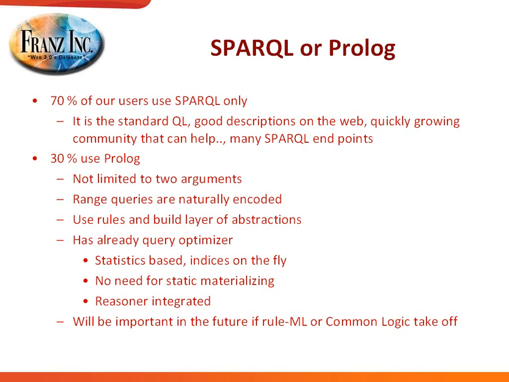What we see is that 30% of our users use Prolog just because they need the probing aspect. So they use Prolog because Prolog is not limited to 2 arguments. We can do range queries. We can build rules. And we already do have a query optimizer for this. I've not put this in this list, but actually if you look at the Prolog rules and the Sparkle rules, the syntactic difference is really, really small.